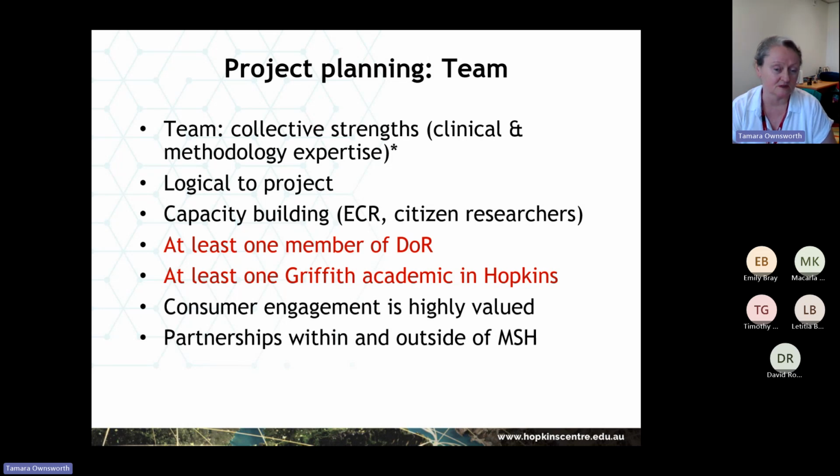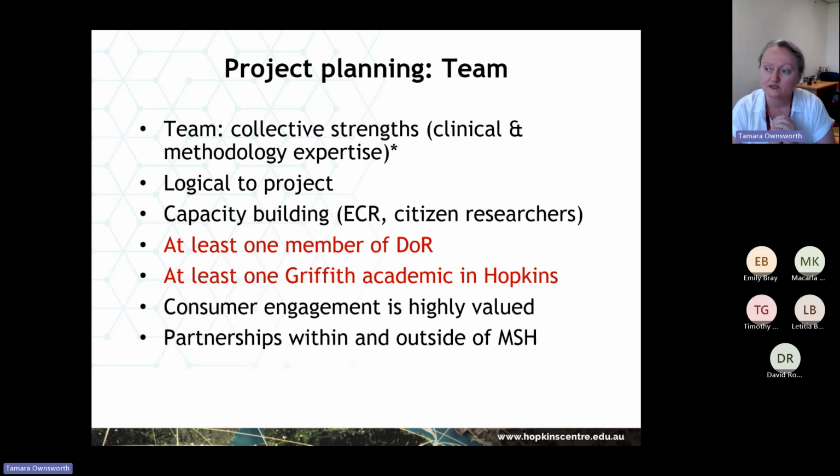And sometimes clinicians approach us and say, I don't know anyone at Griffith University or Hopkins that could be involved. So that's why we're here. We have a wonderful team of research fellows that are employed across both Program 1 and Program 2, and we're also affiliated with a lot of academics in the broader university in psychology, allied health, engineering. So yeah, we kind of know who to link people with.